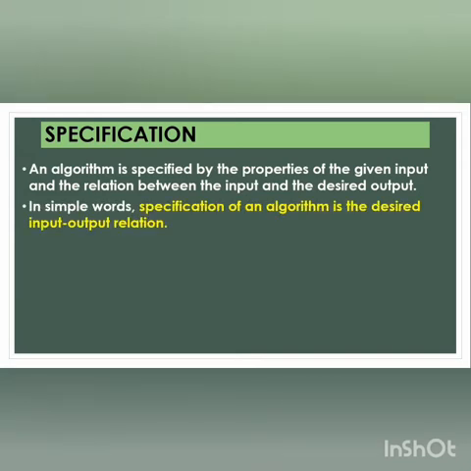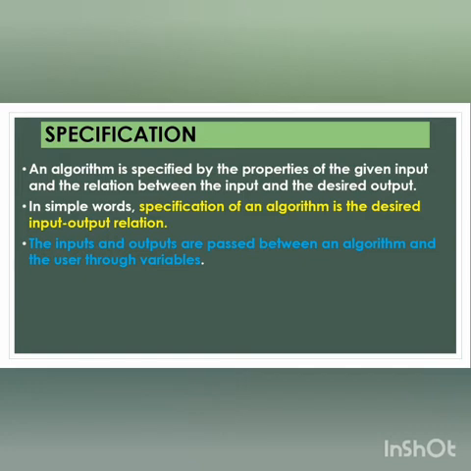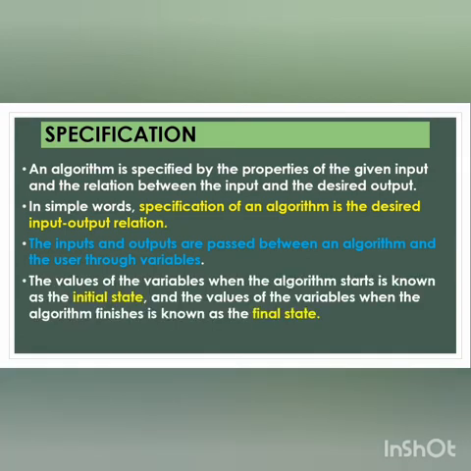In simple words, the specification of an algorithm is the desired input-output relation. The inputs and outputs are passed between an algorithm and the user through variables. So, the user has to give the values to an algorithm through variables. What is meant by variables? A variable is nothing but a container which holds values. All the values will be stored in variables. The values of the variables when the algorithm starts are known as the initial state, and the values of the variables when the algorithm finishes are known as the final state.